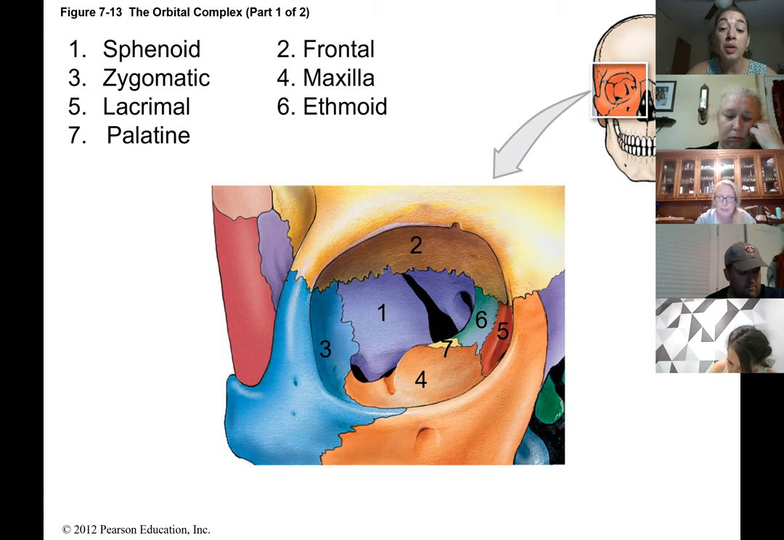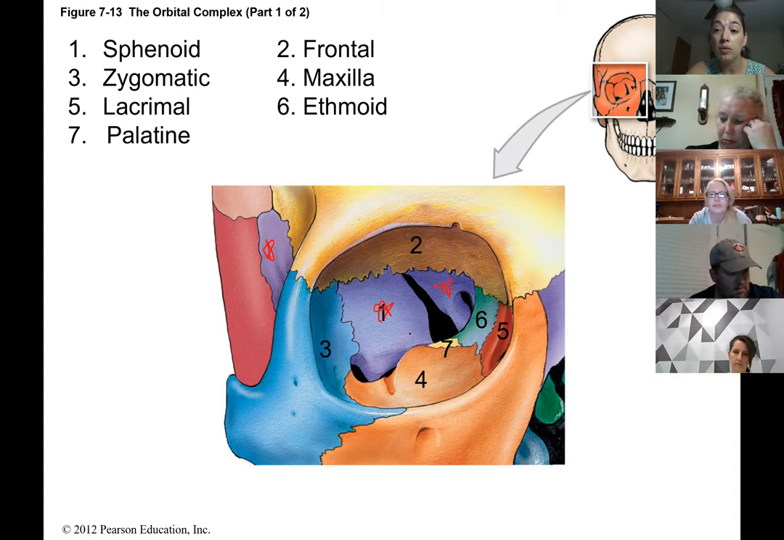So this is our sphenoid bone that, remember, it extends all the way through, okay? And so the sphenoid bone forms part of the back or the posterior portion of the orbital cavity. Number three, zygomatic bone or your cheekbone also forms part of your orbital cavity, the lateral portion, the side wall, the lateral wall of your orbital cavity, okay?